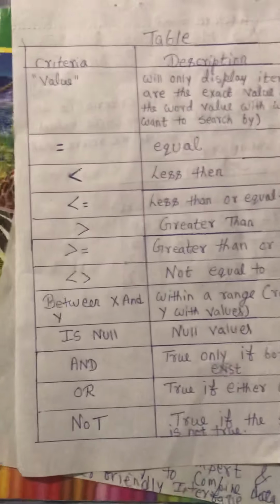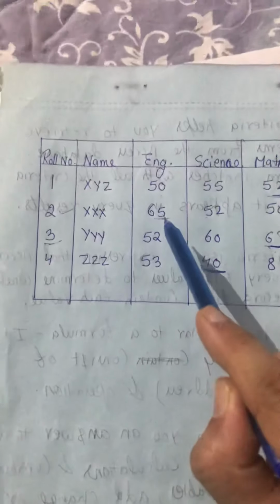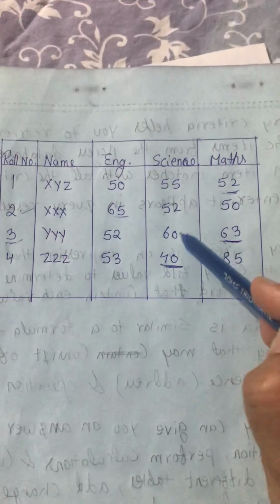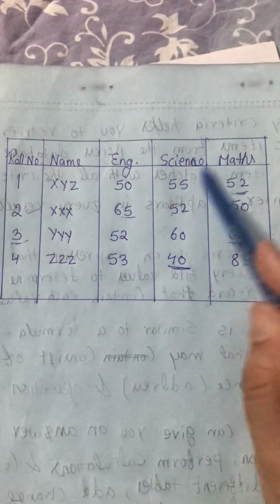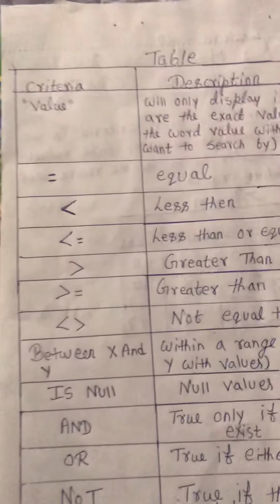Not equal to means show the marks of the students that are not equal to 50. So in this case it will show the records of 65, 52, 53, 60, 52, 55. Leave this record, roll number 2, maths record 63, 65. Okay, that means not equal to.